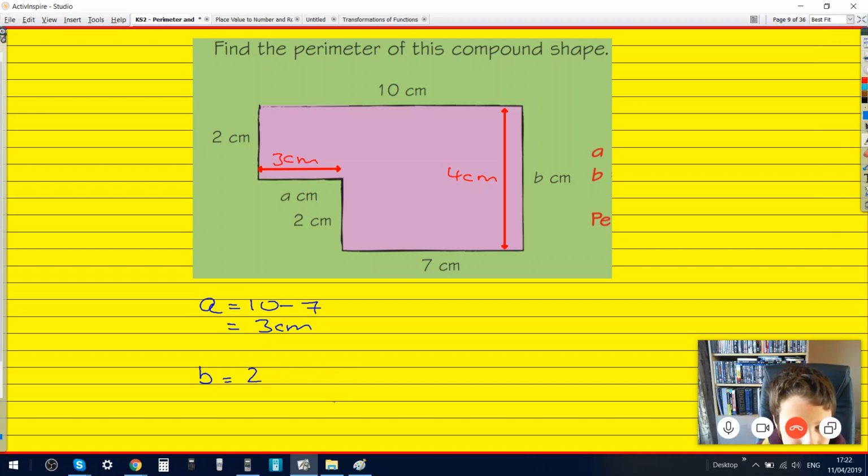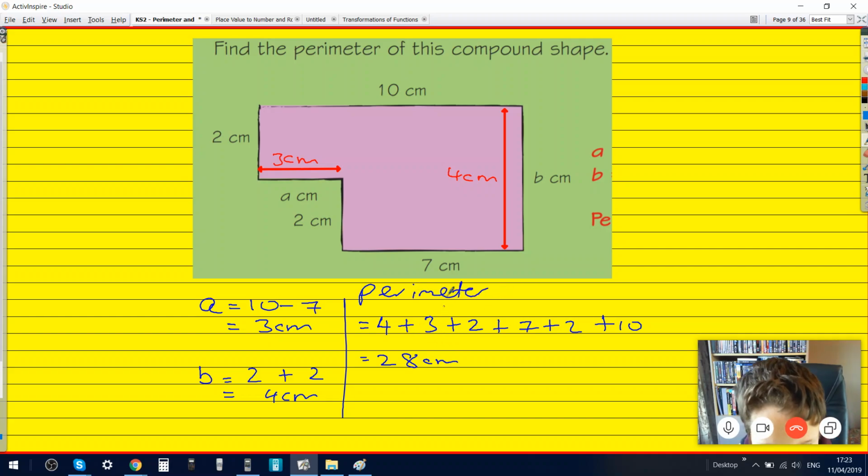So for the perimeter, we would need to add up all the numbers together, basically. And so 4 plus 3 is 7. 7 plus 7 is 14. And 2 plus 2 is 4. And 14 plus 4 is 18. And 18 plus 10 is 28. So the perimeter is 28 centimeters. 28 centimeters. Great. Any questions there? Nope, I don't have any.